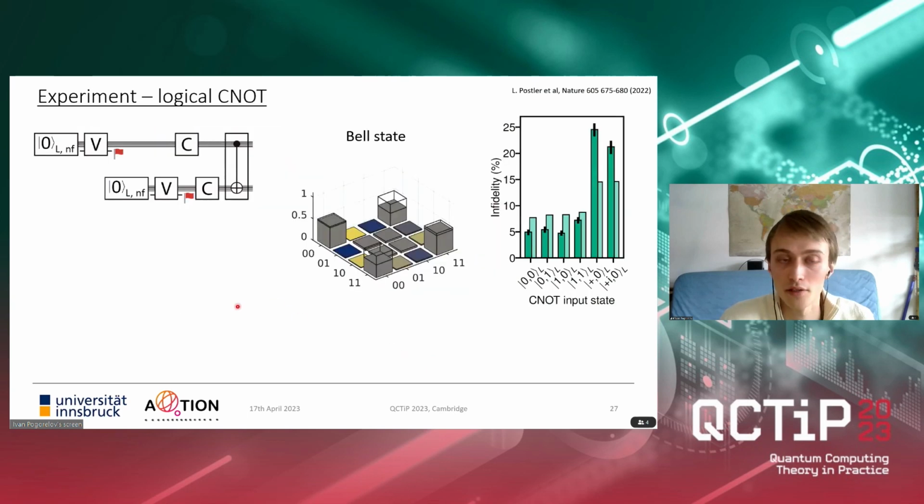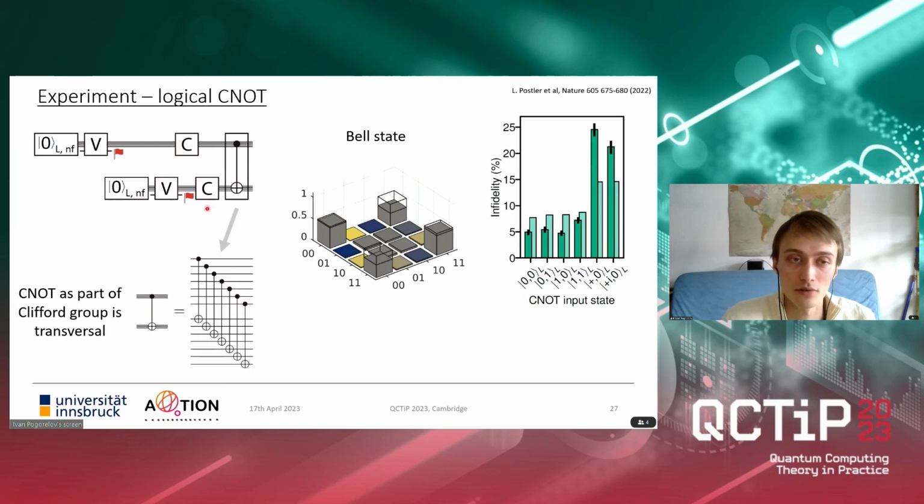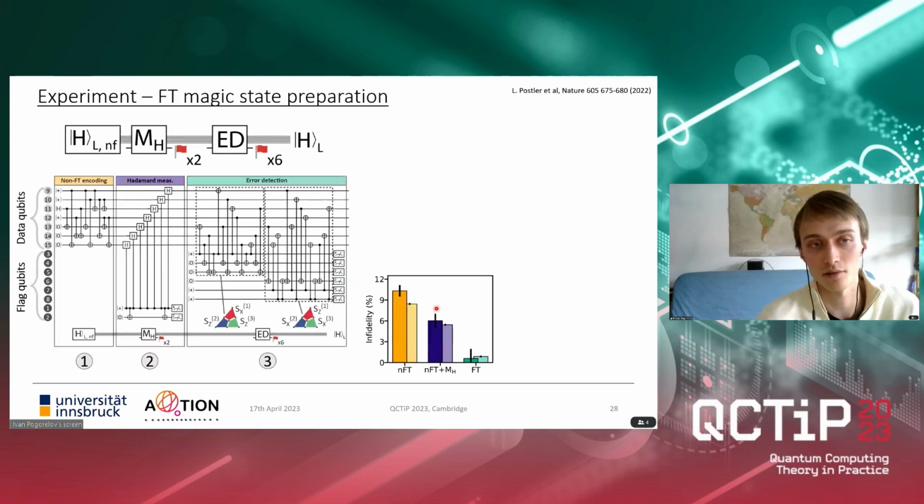Then we can apply 2 qubit gate. So for that, we need 2 logical qubits, which we prepare separately one by one here. Apply some single qubit rotations to change the input state of the CNOT gate. And CNOT gate itself, we can apply transversally because it's also a part of Clifford group, which is transversal in the color code. And resulting Bell state and infidelities for different input states for the CNOT, you can see on average fidelity is around 89%.